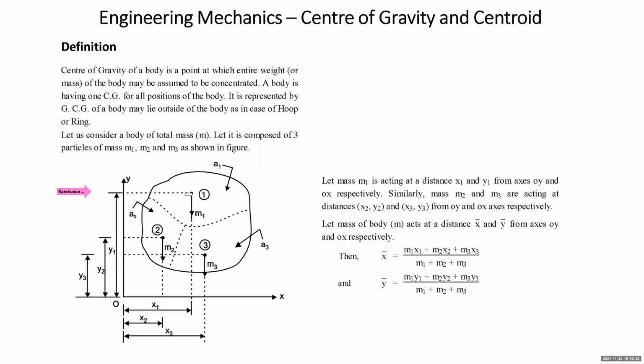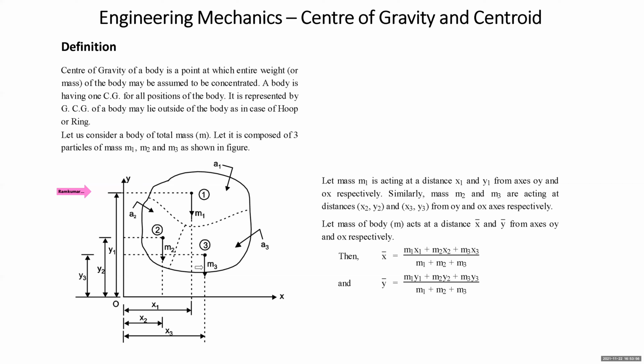I am assuming that the mass of part 1 is concentrated at distance x1 from the y-axis and y1 from the x-axis. I mean its coordinates are x1, y1. Mass m2 of part 2 is concentrated at distance x2 from axis OY and y2 from axis OX. Similarly, x and y coordinates of CG of part 3 are x3 and y3, which are all shown on this diagram.